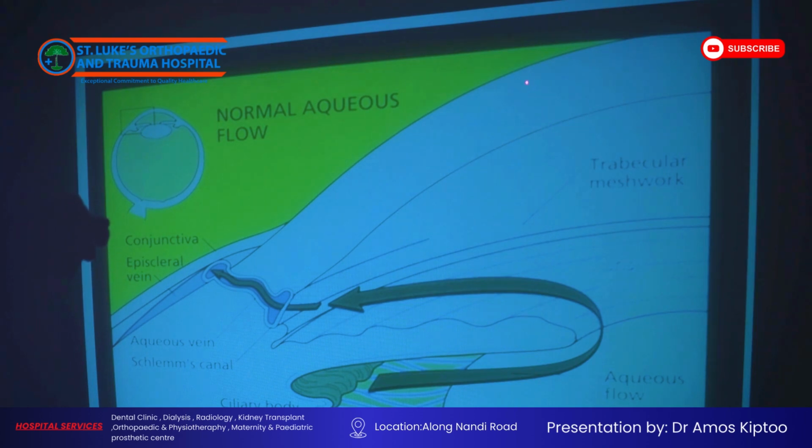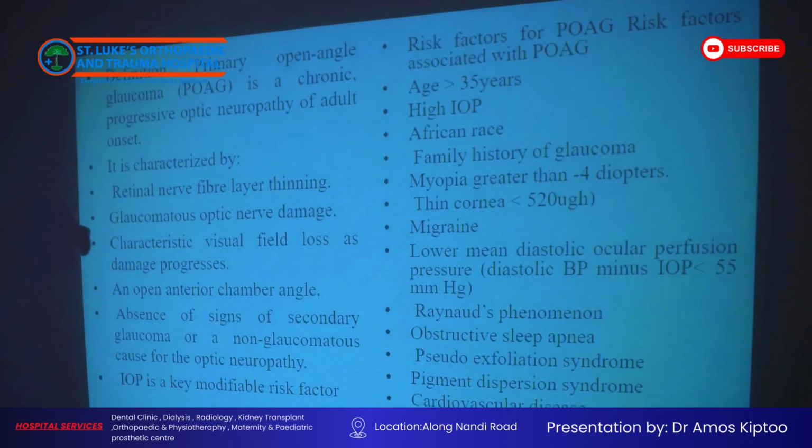We have had people mention migraneous headaches. Migraneous headache is associated with hypotension that causes insufficient blood supply to the nerve. Also in a patient with hypotension by itself, that is diastolic pressure of less than 55, has risk of developing glaucoma. We have other conditions like obstructive sleep apnea, conditions of the eyes which are called pseudoexfoliative syndrome, pigment dispersion syndrome. These are the conditions that we find when we examine the eye.